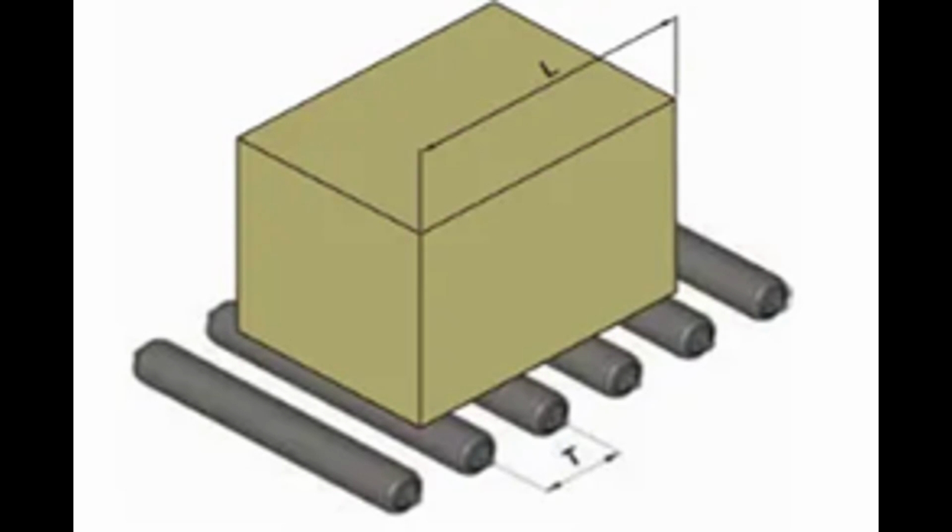Choice of drum spacing. In order to ensure the smooth transportation of goods, at least 3 or more rollers should be used to support the goods at any time. That is, the center spacing of the rollers is T less than or equal to 1/3 L, and 1/4 to 1/5 L is generally taken in practical experience.